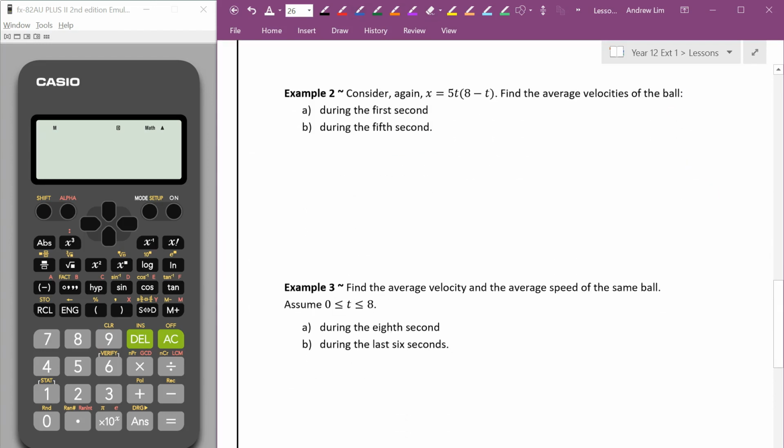So let's have a look at example 2. Consider again x is equal to 5t(8 minus t). Find the average velocities of the ball during the first second and during the 5th second. Maybe I'll get you to pause the video, see if you can have a go with this. Otherwise, I'll go through A and then you can pause the video and have a go at B.